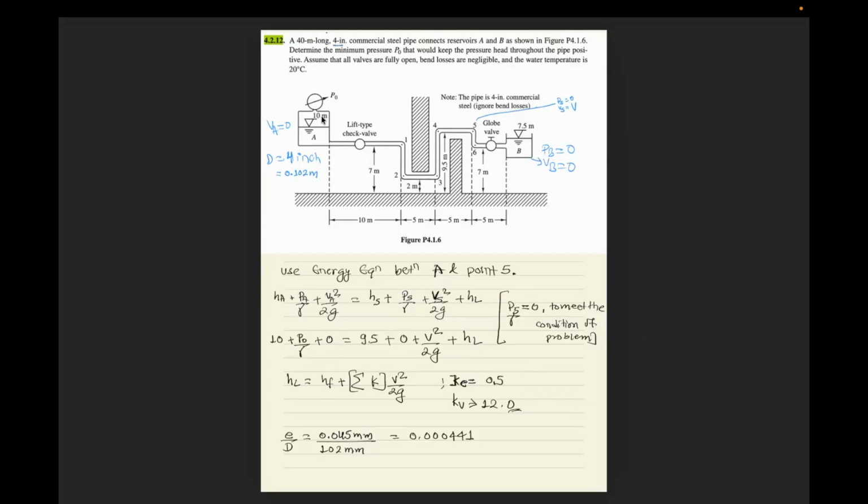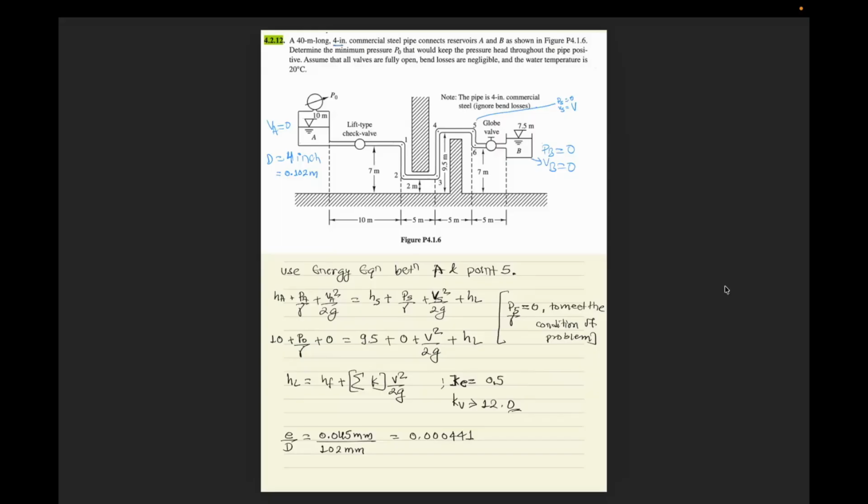Now let us jump into question number 4.2.12, which is a bonus question for you. The question asks us to find the minimum pressure P naught, the pressure at A, that helps keep the pressure head positive throughout the pipe. That means the pressure head should be positive throughout this water system. The question says valves are fully open, bend losses are neglected, and the water temperature is 20 degrees Celsius.